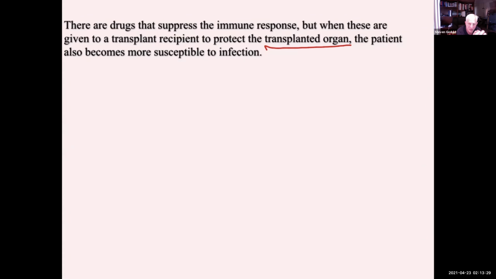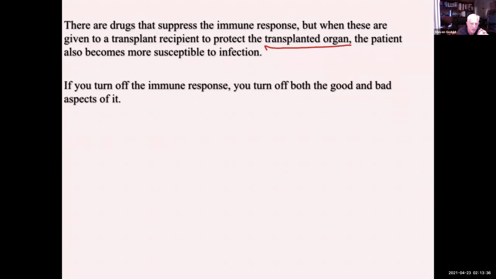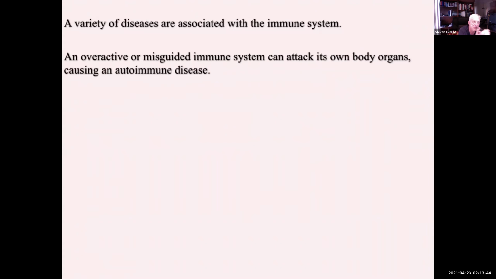So you've got to stay isolated for a while and keep away from other people, keep trying to limit your exposure to different viruses. Okay, if you turn off the immune response, you turn off both the good and the bad aspects of it. Okay, there's a wide variety of diseases associated with the immune system.